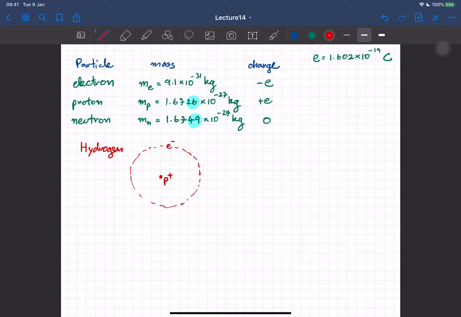Right? So think about the Earth orbiting around the sun, not the sun orbiting around the Earth, because the sun is many, many times heavier than the Earth. Right? So it kind of makes sense.